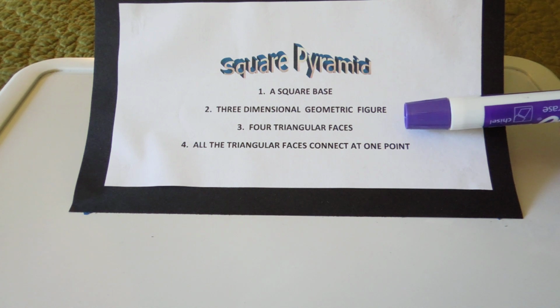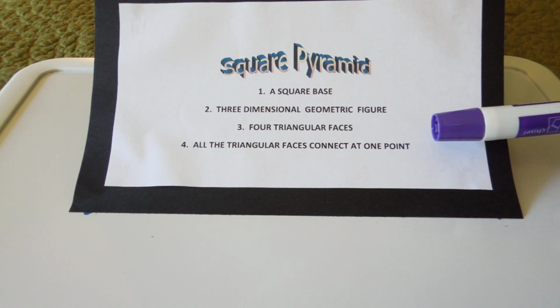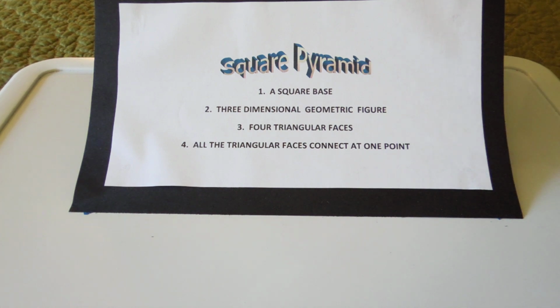It has four triangular faces. All of the triangular faces connect at one point. That point is called a vertex. It is also considered a closed figure. Unlike a box that you can open up, a square pyramid is closed.